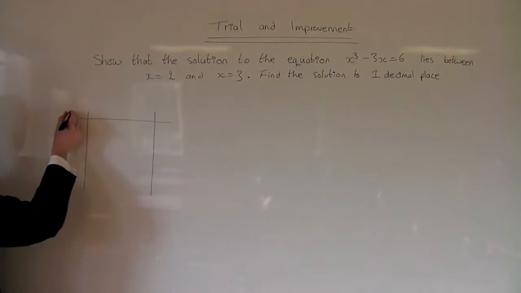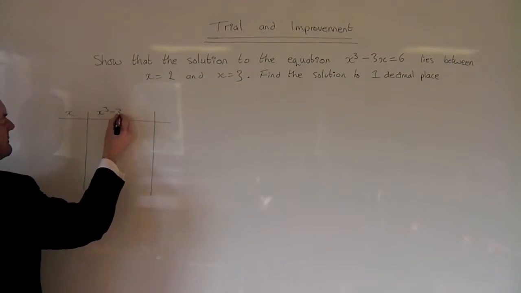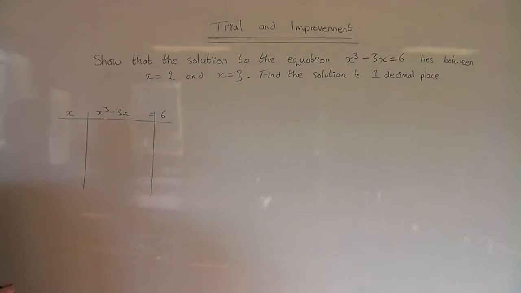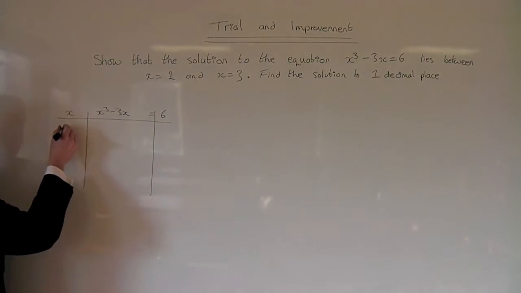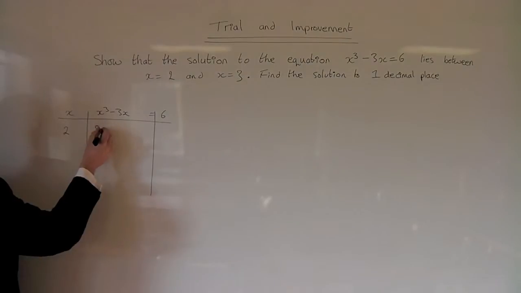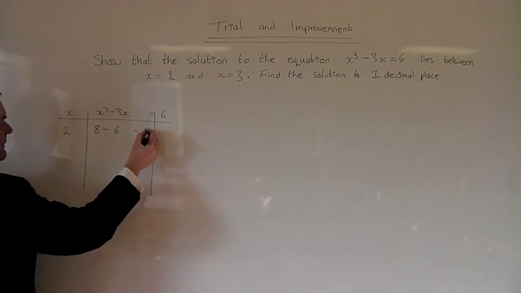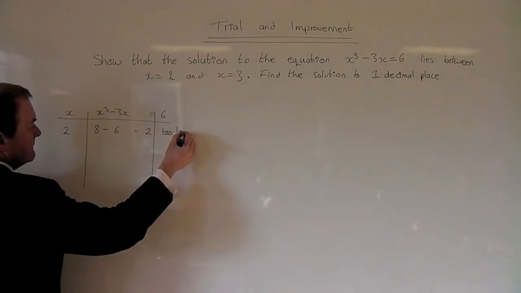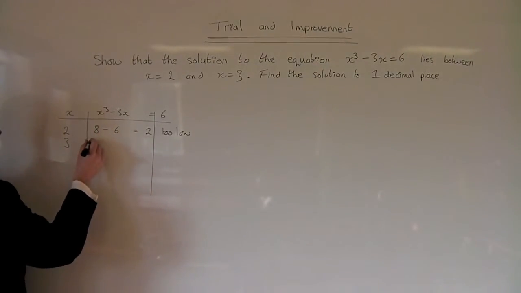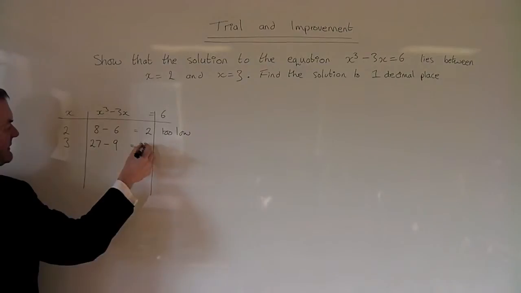So again, I'm going to have my values of x. I'm going to find out the solution to the equation x cubed minus 3x. Hopefully the whole thing will equal 6, and we'll find out as we go. So if I substitute in x equals 2, so here 2 2s are 4, 2 4s are 8, minus 3 times 2 is 6. So the answer to this is 2, so that's too low. Then we substitute in x equals 3, so 3 3s are 9, 3 9s are 27. Take away 3 3s are 9, so the answer is 18, so it's far too big.